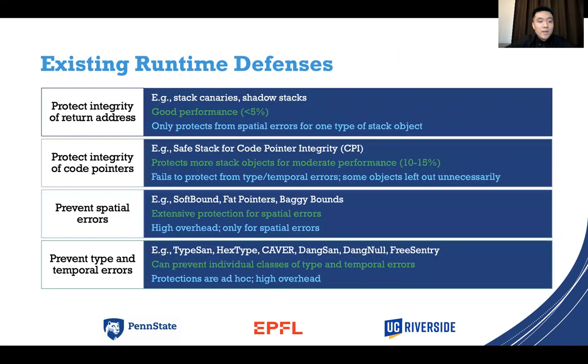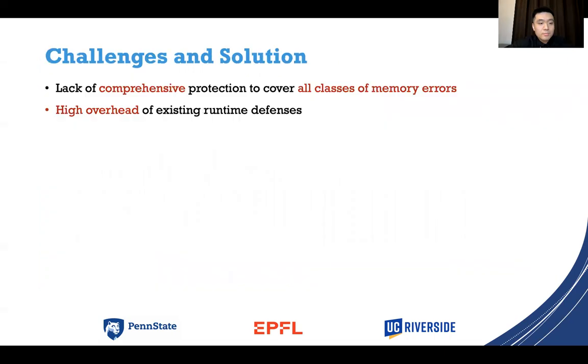There are lots of existing stack runtime defenses that try to protect the safety of the stack, and some of them also protect the heap, but they all have their shortcomings. For example, some of them only target the mitigation of one class of memory error, such as SoftBound, fat pointers, and type sanitizers. Some of them have conservative checks, such as SafeStack. Some of them have high runtime overhead, such as Baggy Bounds.